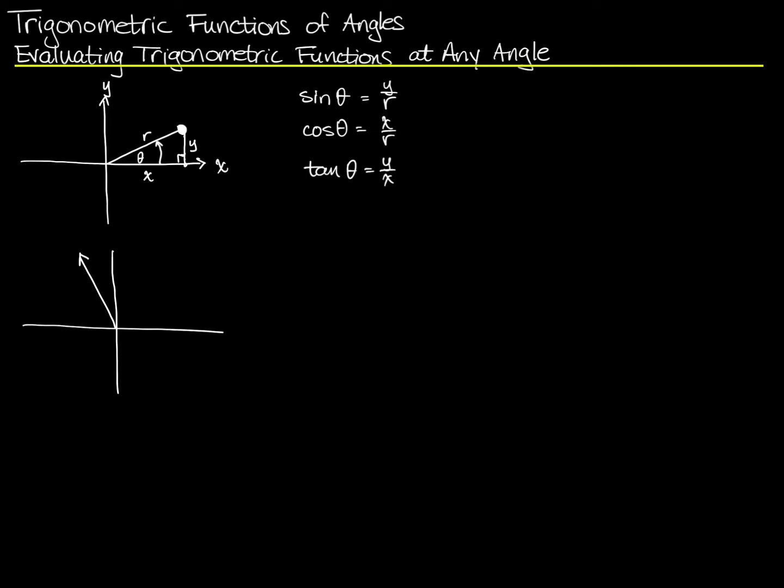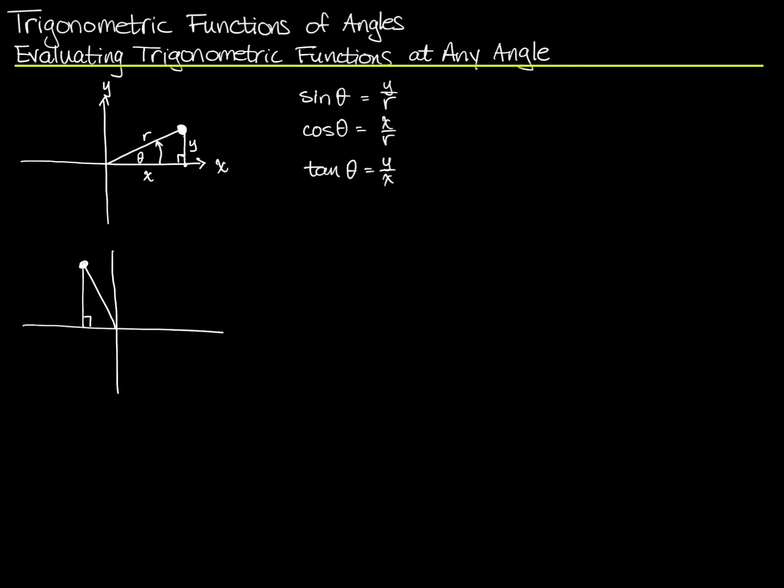If I do the same thing in this diagram, I'll erase the arrowhead and I'll just put a point. Makes it a little cleaner. And then I'll drop a vertical line to the x-axis. That's what makes it a right triangle.